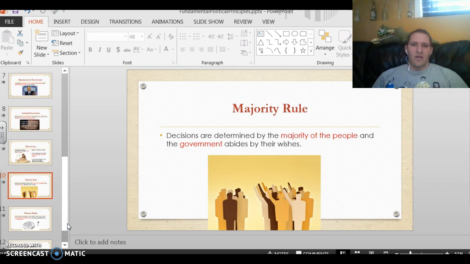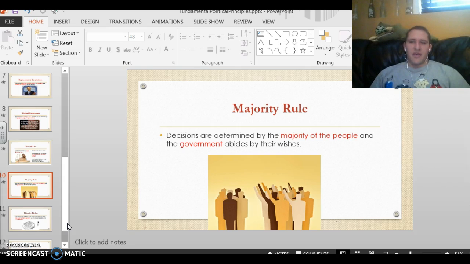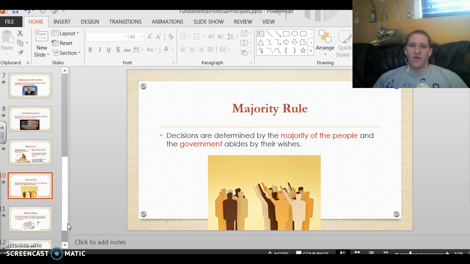And then we have two more. Majority rule. Decisions are determined by the majority of people. So if there's a vote, whoever gets the higher percentage or more than half, that is the person or the idea that will go into law. So that's the majority rule. It doesn't have to be 50%. If there's 3 or 4 different people running, it's whoever gets the most votes. If it's a simple yes or no, then whichever of the two wins would go into law.